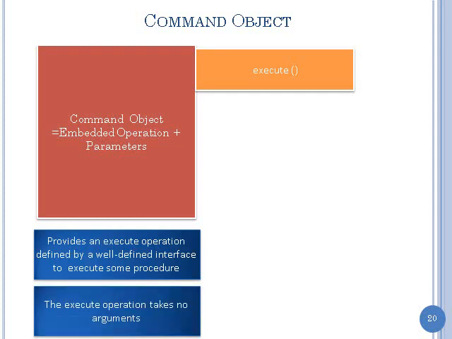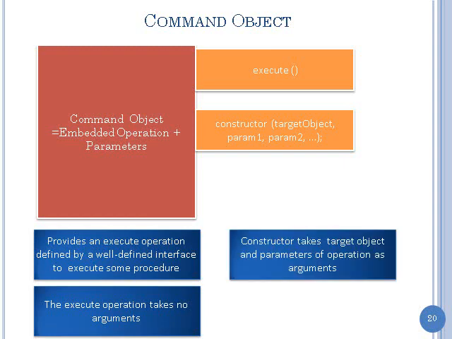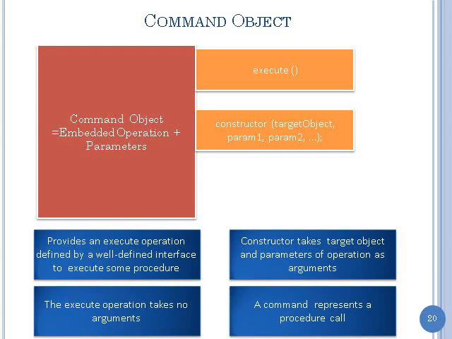And the execute operation takes no arguments. And where are the arguments passed? To the constructor. So different implementations of the same interface could take different arguments. Ultimately, this is an interface with the execute operation, and a command object is the class that implements an execute operation defined by some interface. Plus it has a constructor that defines some arguments. So a constructor takes target object and parameters or operation as arguments, and a command represents a procedure call.